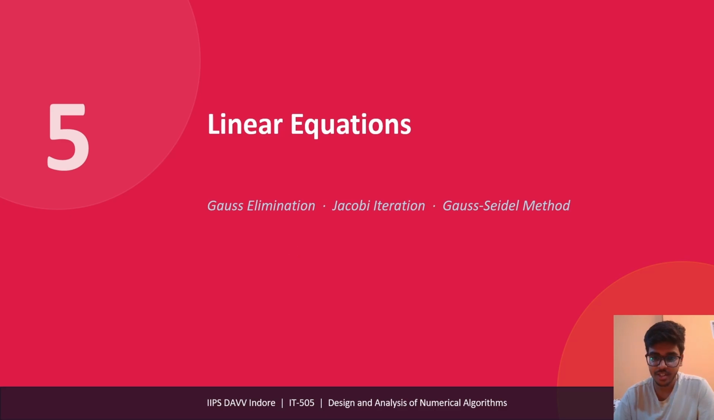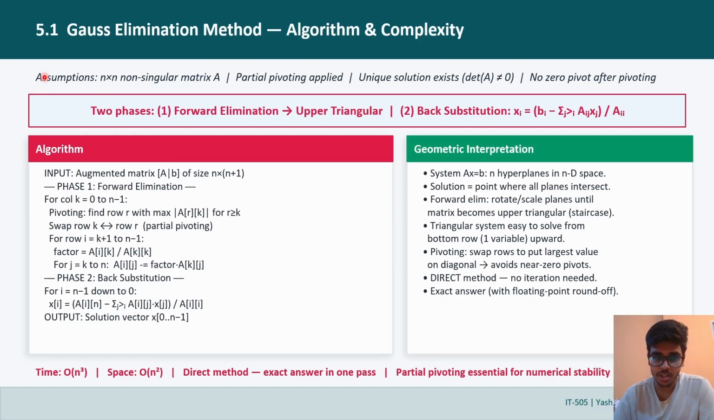Section 5, which is linear equations, Gauss Elimination Method. Assumptions: n by n non-singular matrix A. Partial pivoting is applied to avoid division by near zero values. The system has a unique solution, meaning the determinant of A is non-zero. The method has two phases. Phase 1 is forward elimination, which reduces the matrix to upper triangular form. Phase 2 is back substitution, which solves from the last row upward.